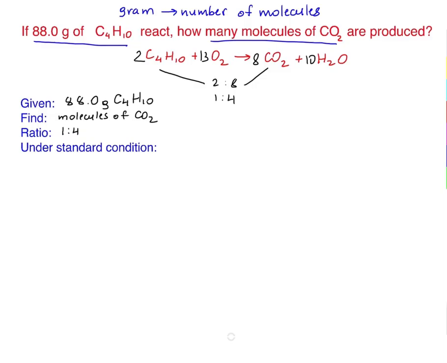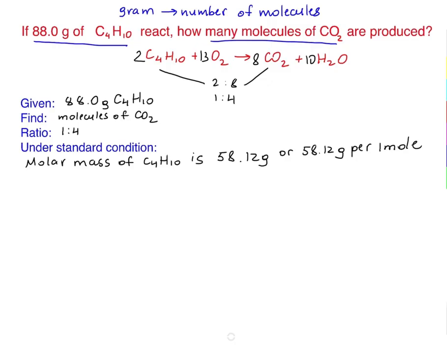And then you write what you have under standard condition. Since you are given grams of butane, you need to make sure you convert that gram to mole, and for that you need a molar mass. Under standard condition, the molar mass of butane is 58.12 grams of butane per 1 mole of butane, or C4H10.